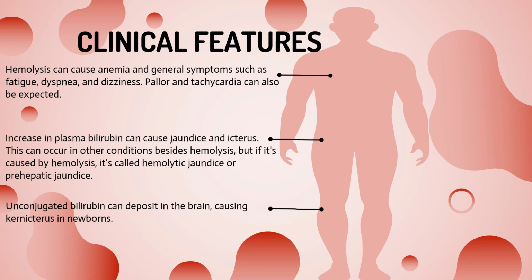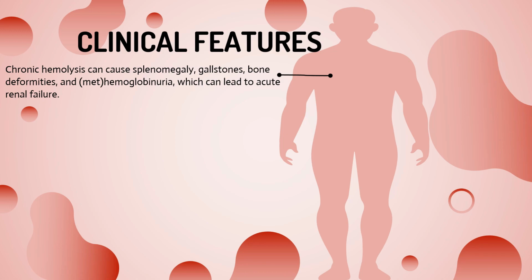The frequency or constancy of jaundice can provide clues to the cause of hemolysis. Chronic hemolysis can cause splenomegaly, gallstones, bone deformities, and methemoglobinuria, which can lead to acute renal failure.